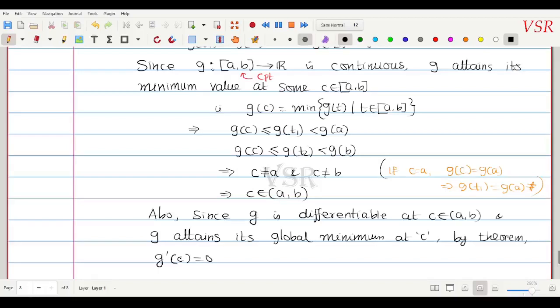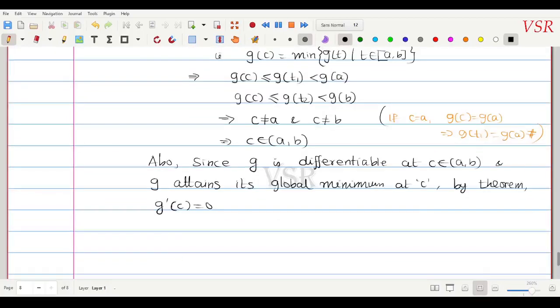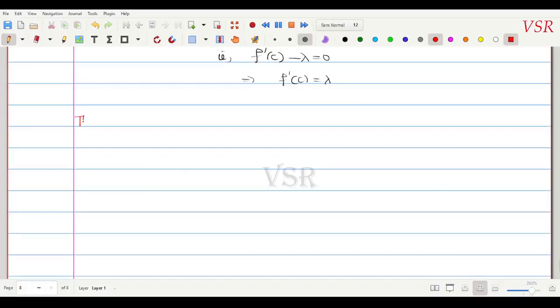We have this condition: g dash of c, that is f dash of c minus lambda, is equal to 0. So this implies that f dash of c is equal to lambda. Hence the theorem, Theorem 5.30. This is called the L'Hospital rule.